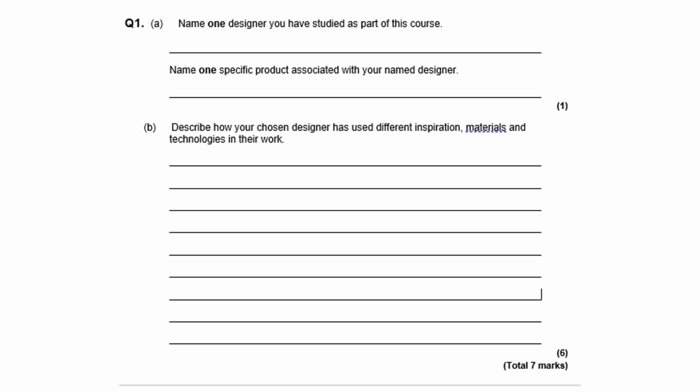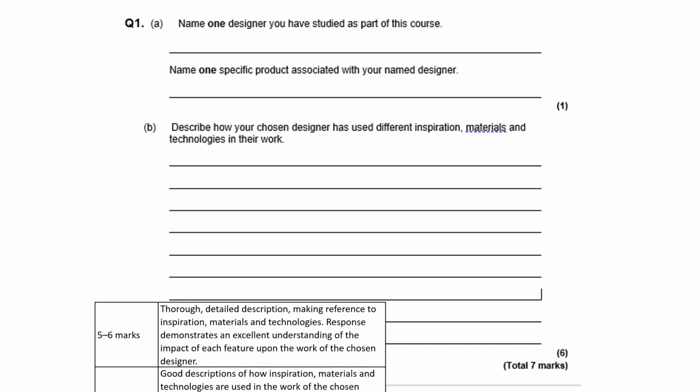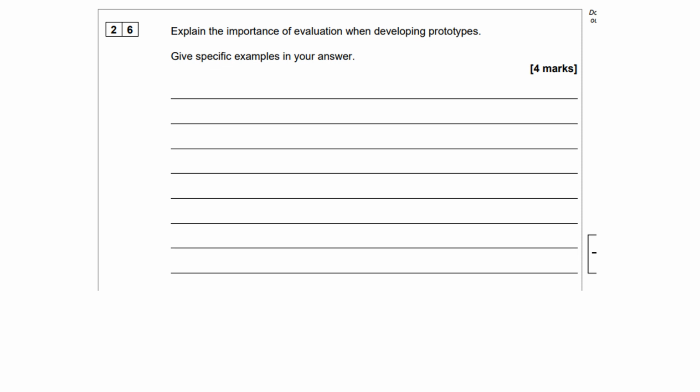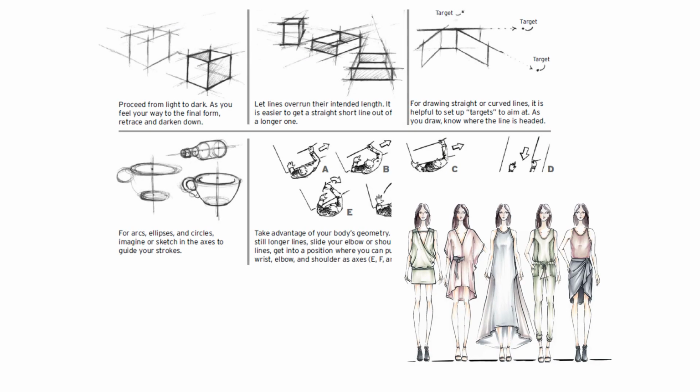So we've looked at Quant and Westwood. You also need to know about different design companies. So you did some really good research and recall about, who was it? It was Under Armour and Primark and Gap in the past. So they may well ask you about a design company. And they'll also ask why we need to evaluate when we develop prototypes. So that's about how we judge our ideas against other things.